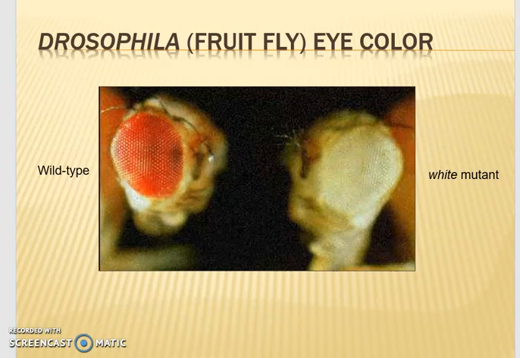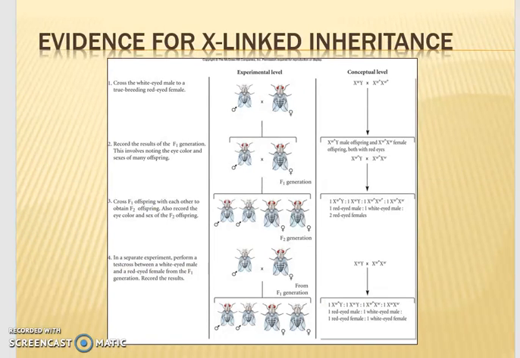Okay, so now we're going to start talking about Drosophila. So the wild type is going to be this red eye here, and the mutant is going to be this white eye. So we know that Drosophila is X-linked because when a cross was done between a red-eyed female and a white-eyed male, they got only red-eyed F1. And when they crossed the F1 together, the F2 generation came out with 1 white-eyed and 3 red-eyed.